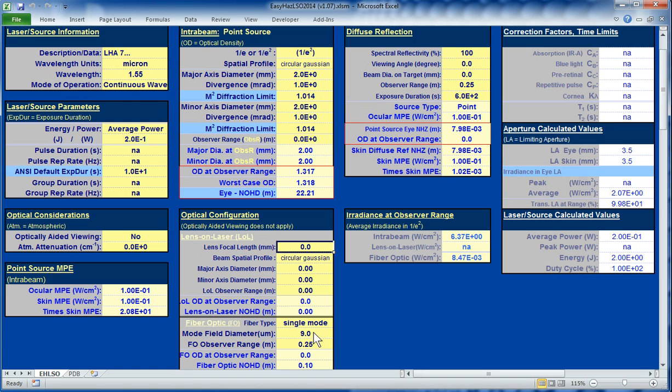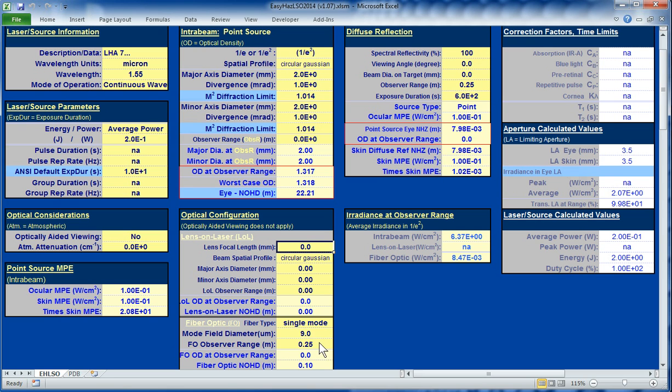It tells you that the beam waist at the 1 over E squared points is similar to the mode field diameter. So we look at the mode field diameter as being the beam waist at the 1 over E squared points. Okay. Let's hold on to that piece of information.